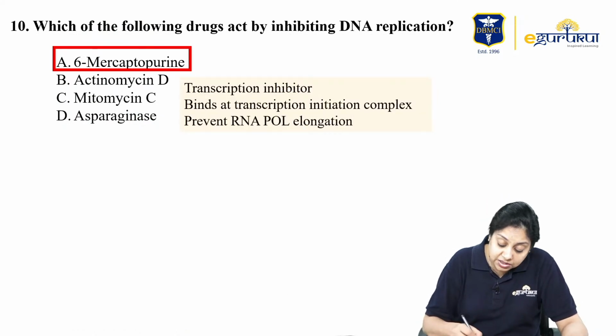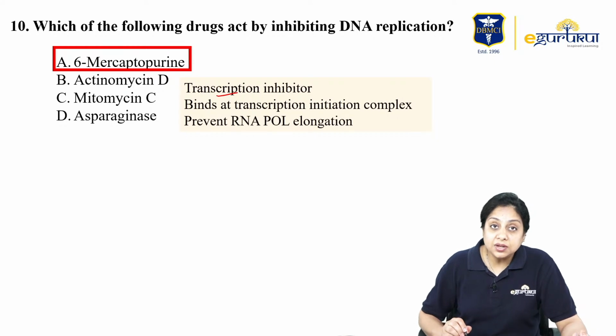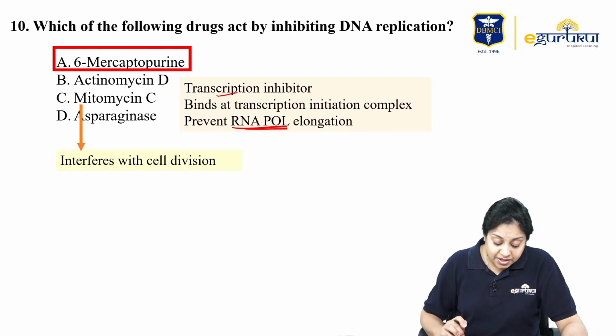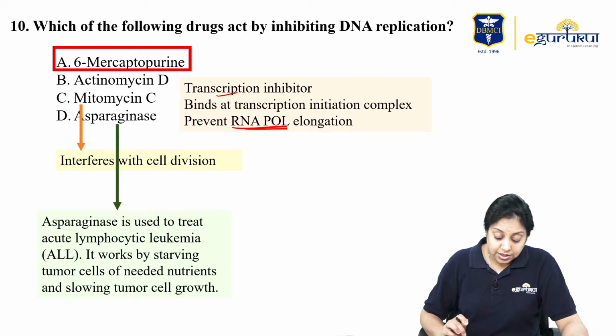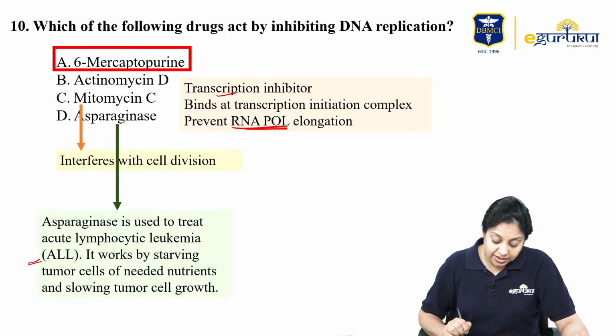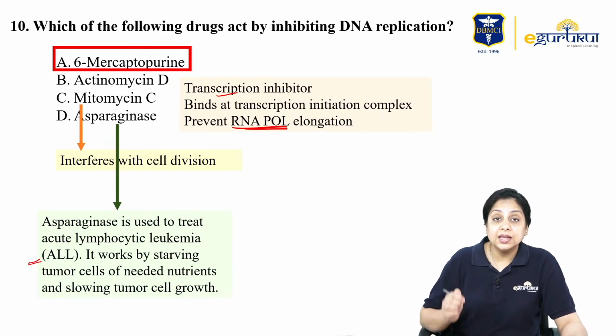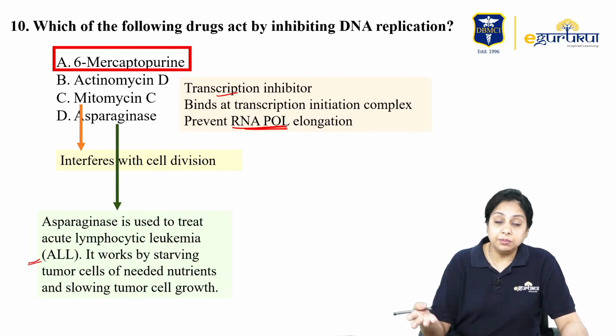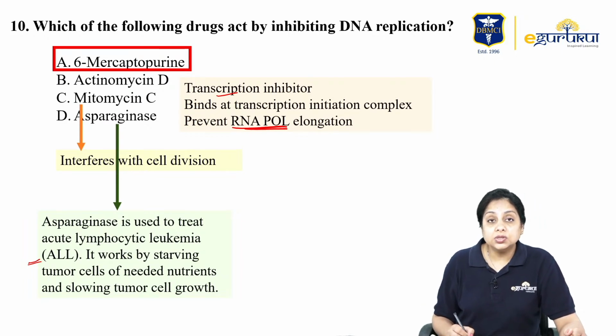Actinomycin D is a transcription inhibitor, right? It binds to the transcription initiation complex, and it prevents the RNA polymerase elongation. Mitomycin C interferes with the cell division. Asparaginase is used to treat ALL, acute lymphocytic leukemia. Asparaginase converts the asparagine and releases the ammonia so that energy can be released from it, right? So if asparaginase is not working, it starves the cell to death. Hence it is used in the treatment for cancer.